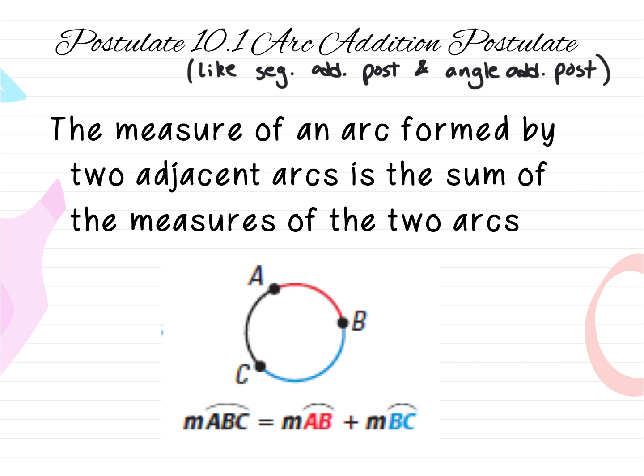So the measure of an arc formed by two adjacent arcs is the sum of the measures of the two arcs. So what does that mean? For example, we have in the example right below us, arc ABC. Arc ABC is this whole arc right here. And they're telling us that we can add arc AB and arc BC to get it. And that is true as they are adjacent to each other.